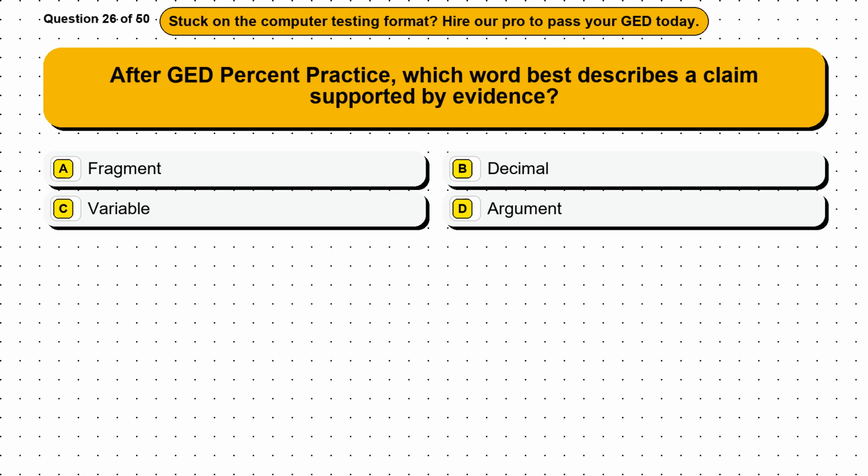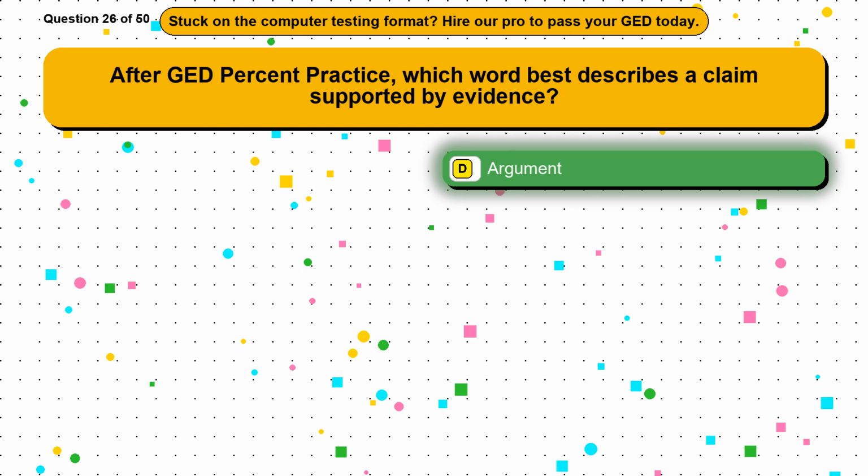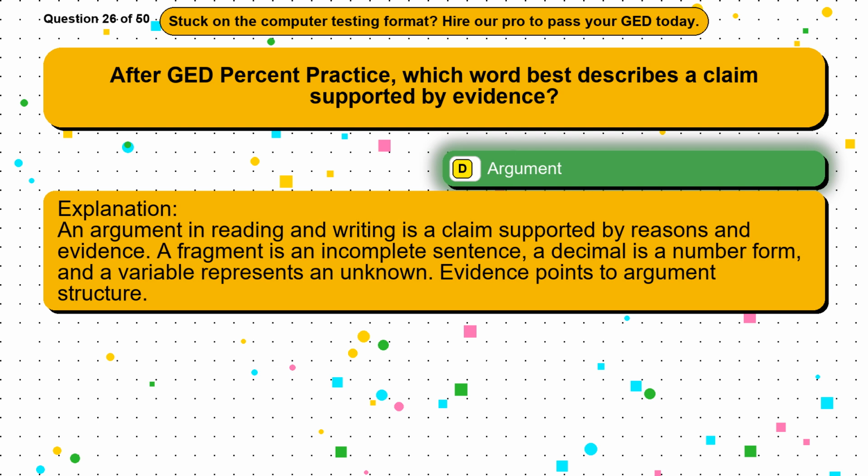Question 26. After GED percent practice, which word best describes a claim supported by evidence? Option A, fragment. Option B, decimal. Option C, variable. Option D, argument. The correct answer is option D. Argument. An argument in reading and writing is a claim supported by reasons and evidence. A fragment is an incomplete sentence, a decimal is a number form, and a variable represents an unknown. Evidence points to argument structure.